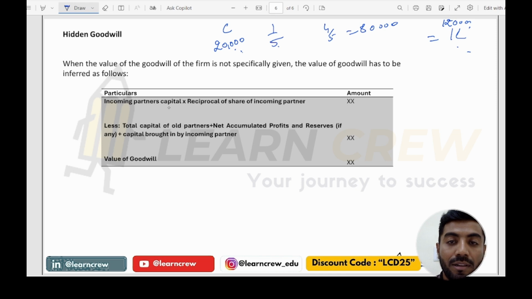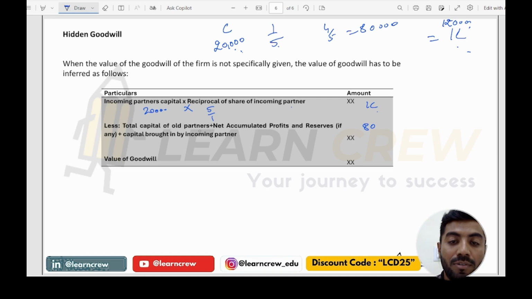Incoming partner's capital, that is 20,000, into the reciprocal of the share of the incoming partner, that is 5, will be 1 lakh. Total capital of the old partners, with accumulated profits, general reserve, all to be taken into consideration, plus the capital brought in by the new partner, say that is 80,000. Incoming partner's capital into the reciprocal of the share of the incoming partner is 1 lakh.